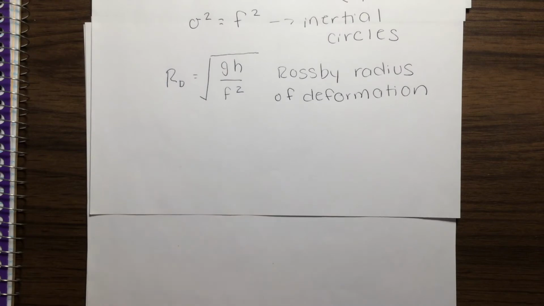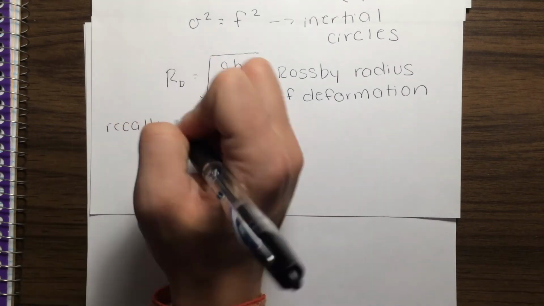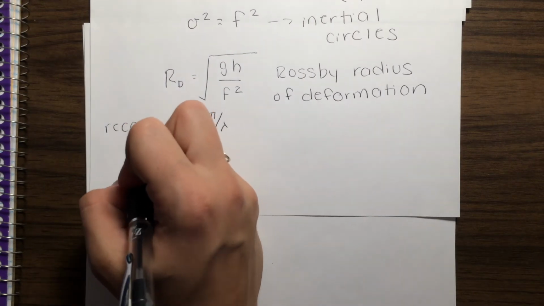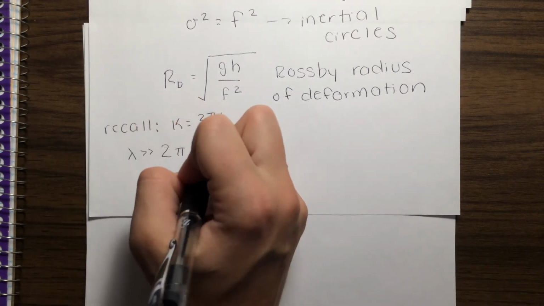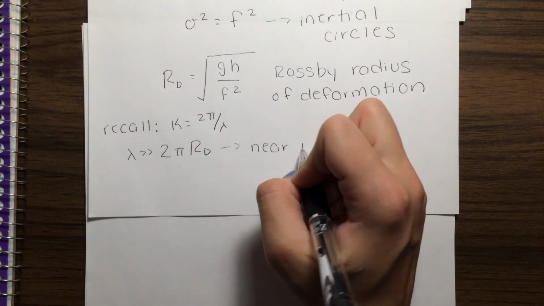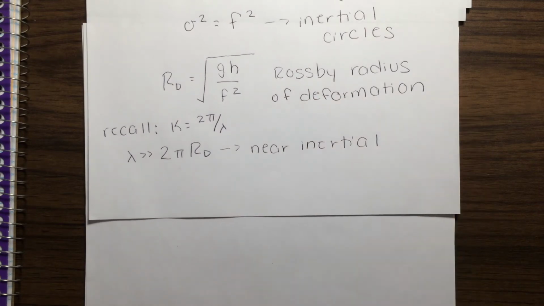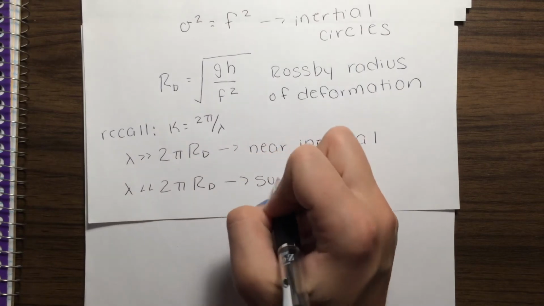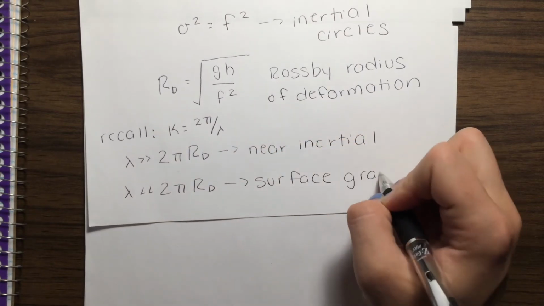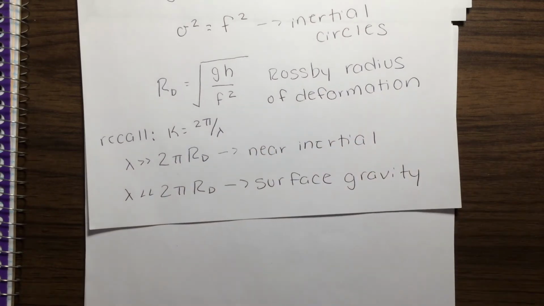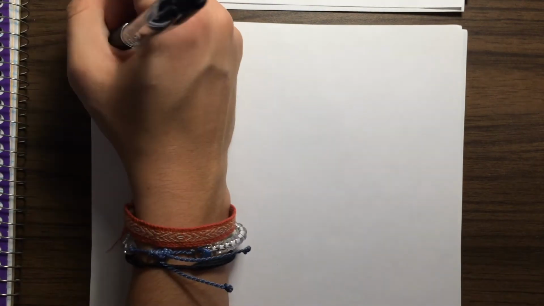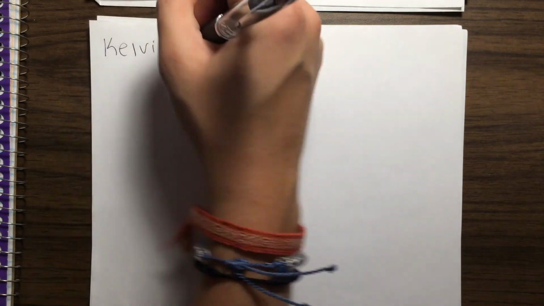Now quickly recall that k is equal to 2 pi over lambda. So the above limits for Poincare waves can be simplified as shown here. Wavelength much greater than 2 pi times the radius of deformation will give us near inertial circles. Similarly, a wavelength much less than 2 pi times R_D will give us surface gravity waves. Okay, so those are Poincare waves.